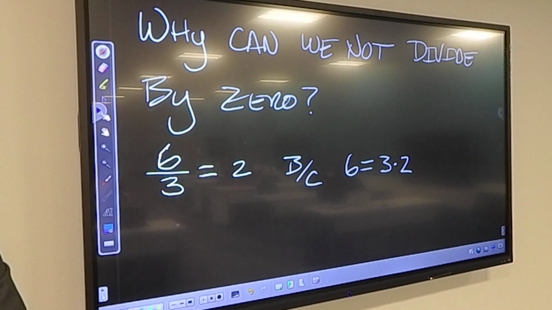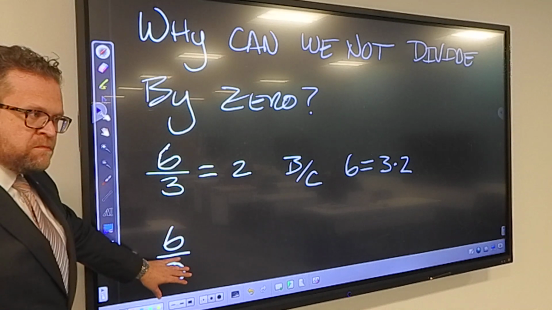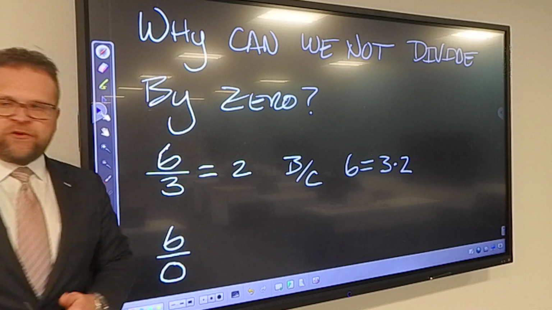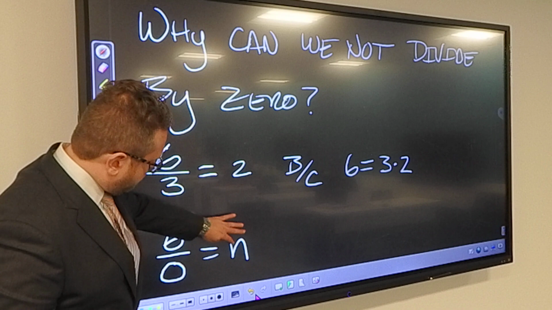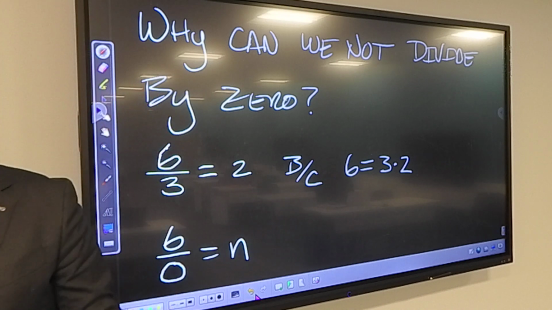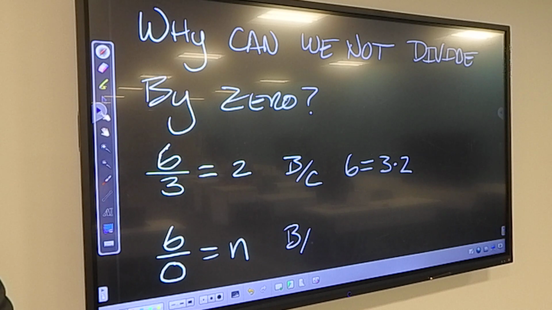Okay. Well, suppose for a moment that you could divide by 0. Just suppose that this was a number. Now, I don't know what number it would be, so I'll just call it something. We'll call it n for number. And how would we have known that this was equal to that number? It would have had to be equal to n because 6 was equal to 0 times n.